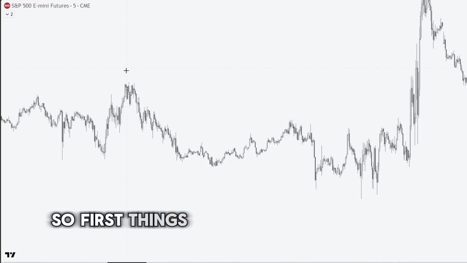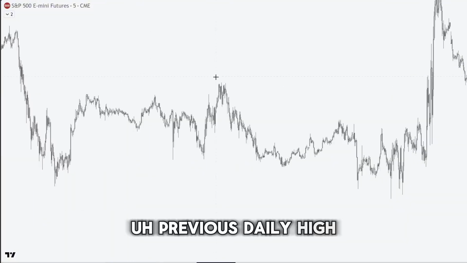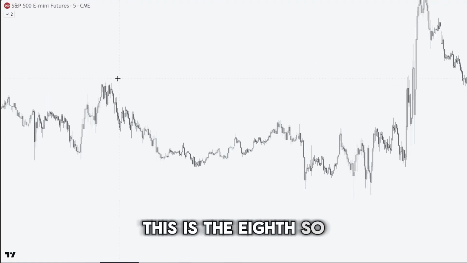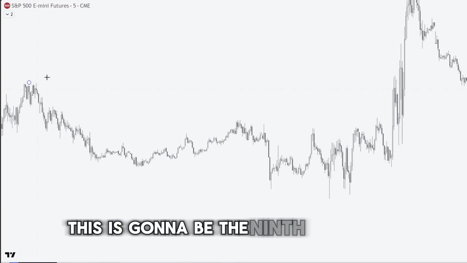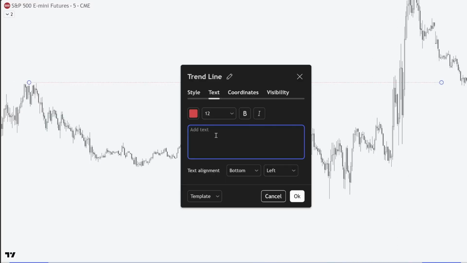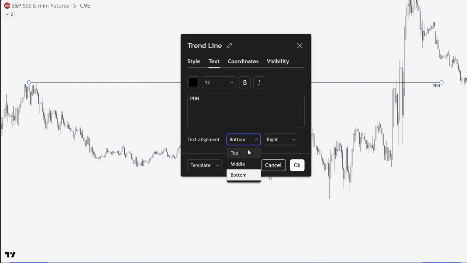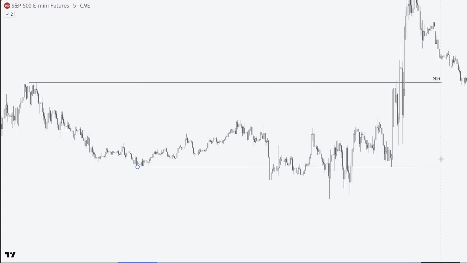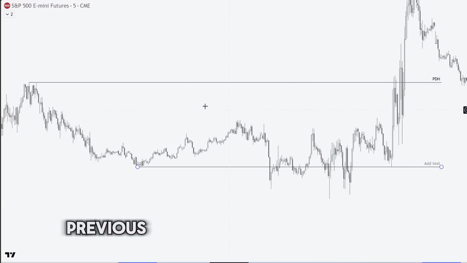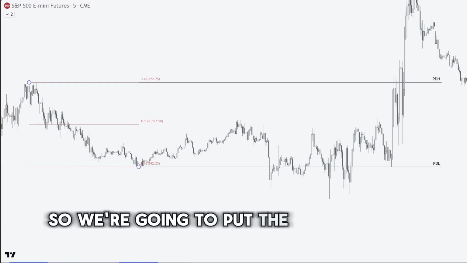So first things that we're going to look for is daily highs, previous day high, previous day low. This is the 8th, so this is going to be the 9th daily high. Previous day high, previous day low. And we always want to get to the 50 here. So we're going to put the previous day 50 as well.